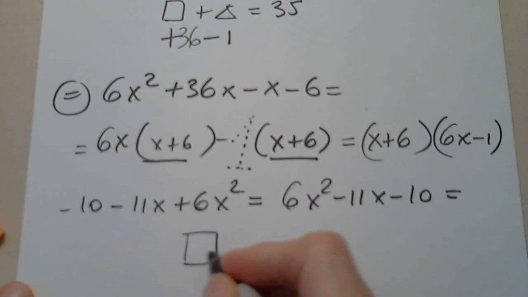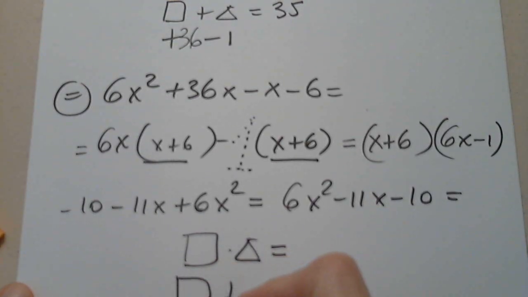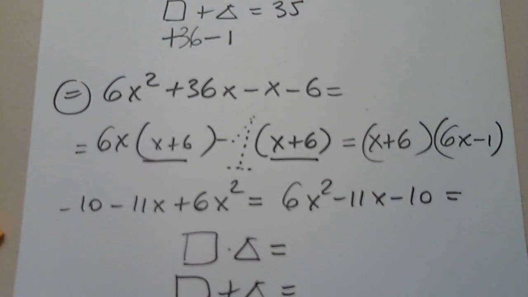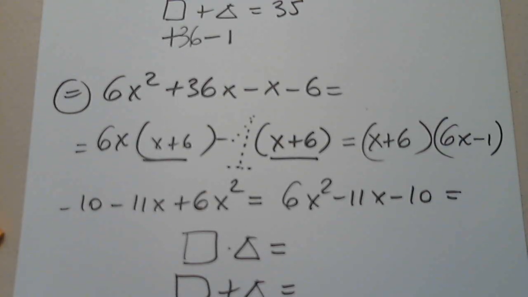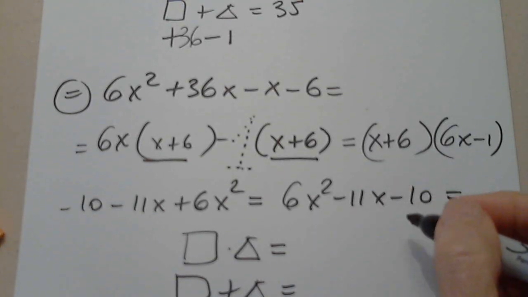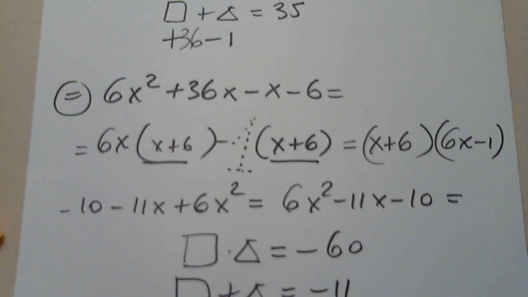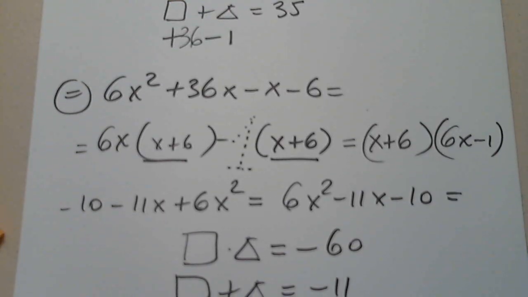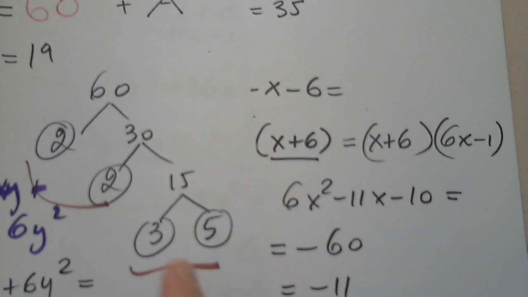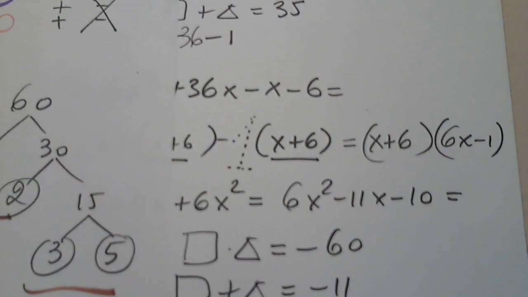So now we have to find two numbers whose product is and whose sum is. The -10, sum of -11. So I'm sorry, a product of -60 and a sum of -11. We just had the prime factorization of 60 a second ago. So let's go back to it and get a -11.